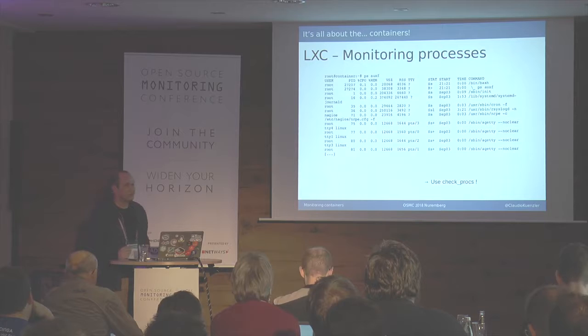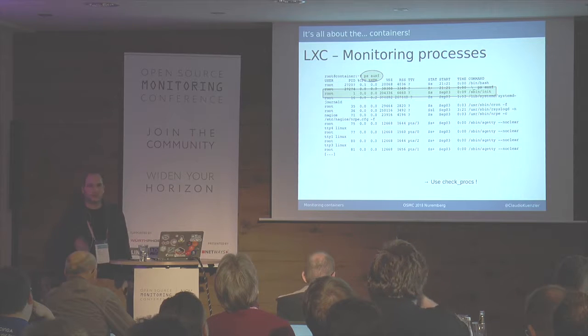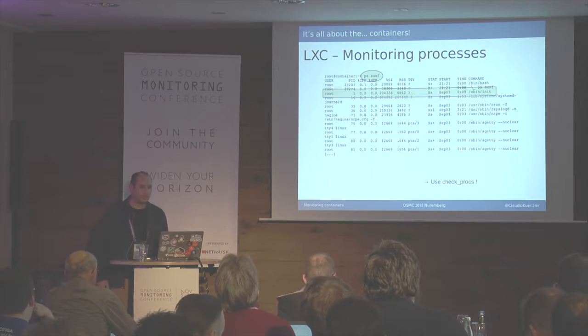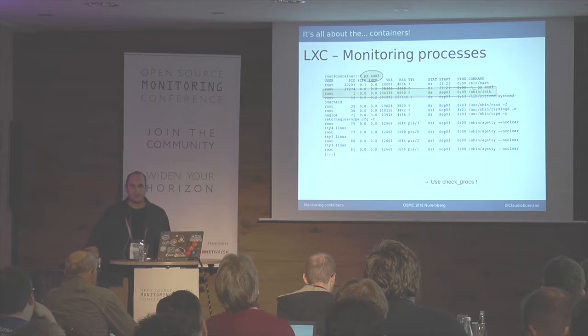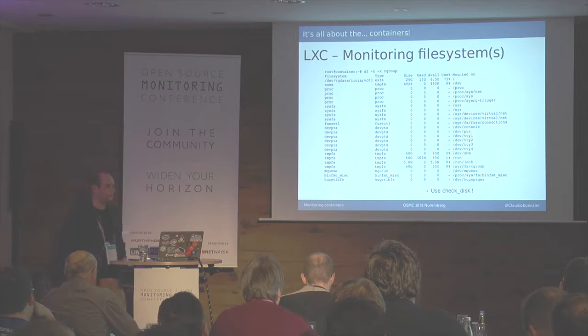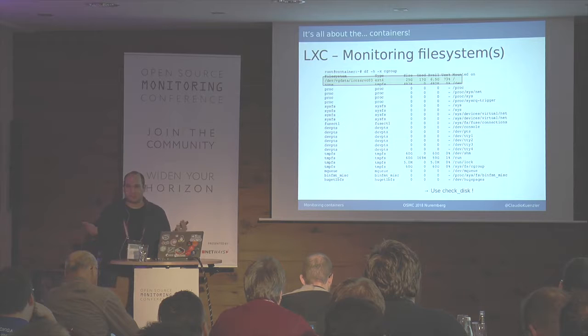So monitoring processes inside a container is pretty straightforward. You just launch ps and you see all the processes running inside that container. We also see the init process of that container with PID 1. So as before, like a typical host or VM, just use check_procs in that case. File systems is pretty much the same too. Just run df, you see your mounted file systems. You can run check_disk as before.